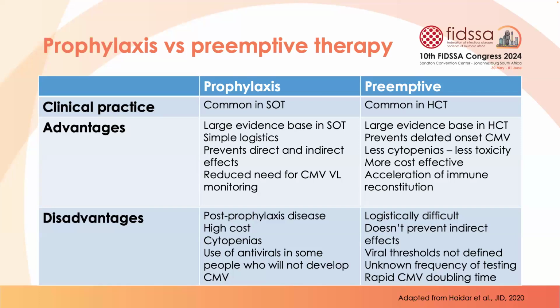Preemptive therapy is, as I said, more commonly used in stem cell transplant. You don't get the kind of delayed onset or post-prophylaxis disease. You get less cytopenias. It may be more cost effective because you're not giving all patients treatment for the whole period of observation. And it does allow acceleration of immune reconstitution and immunity to CMV.